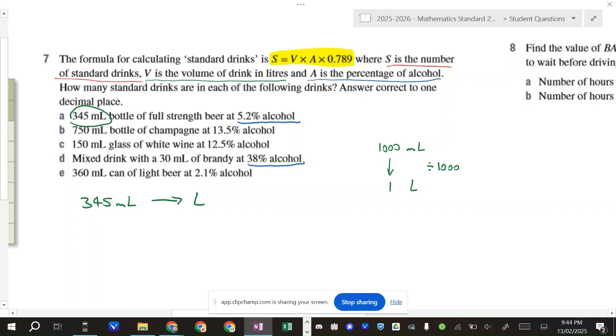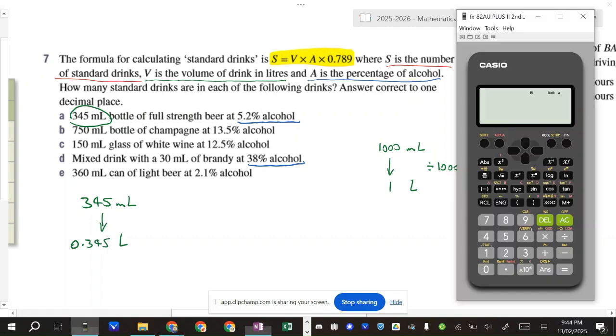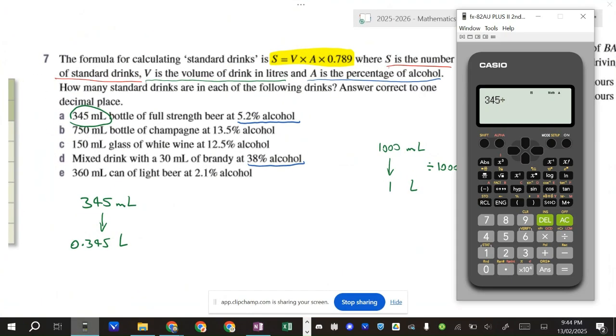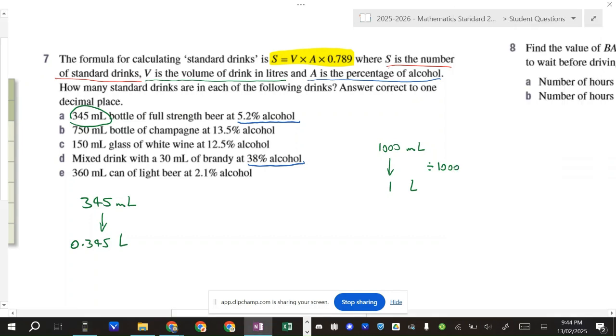Okay, so we have got 345 mil. So if I want to convert that to litres, I divide it by 1,000, which gives me 0.345. And if you're not certain, go over and go 345 divided by 1,000, and it will give you 0.345, just in case you weren't certain. So now, for question A, we have our litres. So we are still trying to work out our number of standard drinks.